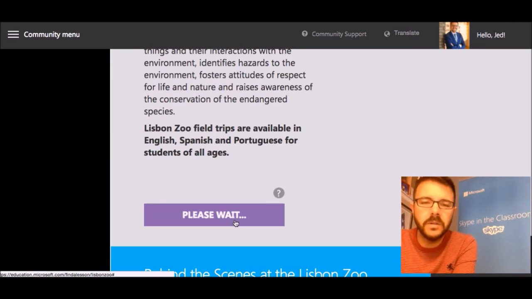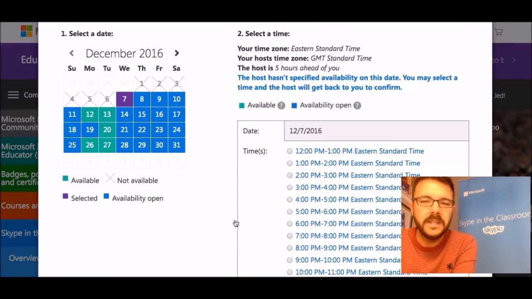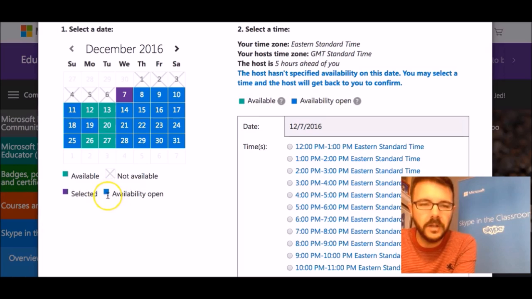Now, some of ours don't have a calendar. I believe this one does have a calendar. Yeah, this one has a calendar. And what I like about this one is you get an introduction to this other color. Most of them have the green color or the X, but this one has the blue. And that means that their availability is flexible that day.